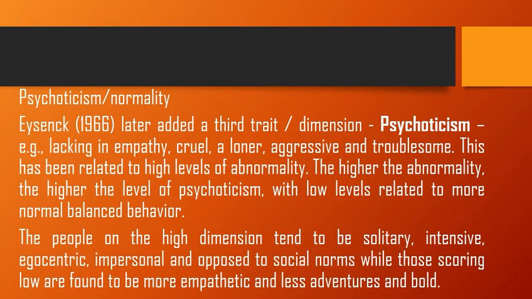The third dimension, which Eysenck added later in the year 1966, is psychoticism. That is, lacking in empathy, cruel, aggressive, and troublesome. This has been related to a high level of abnormality. The higher the abnormality, the higher the level of psychoticism, with low levels related to more normal, balanced behavior. The people high on this dimension tend to be insensitive, egocentric, impersonal, while those scoring low are found to be more empathetic, less adventurous and bold.